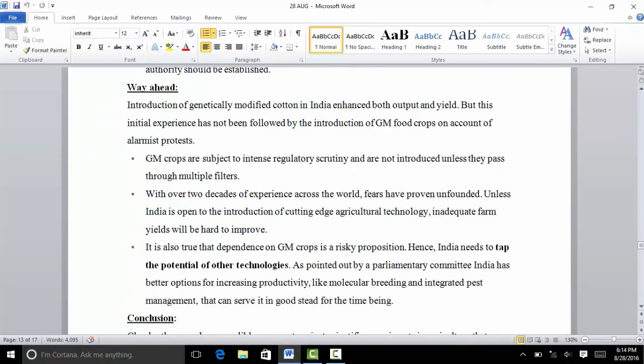So what is the solution, the way ahead? GM crops should be subject to intense regulatory scrutiny. Then again, this point that a biotechnology regulatory authority should be established to give permanence to this body that regulates field trials and commercialization. Then you can also say that clear guidelines as to field trials and commercialization of food crops should be implemented.